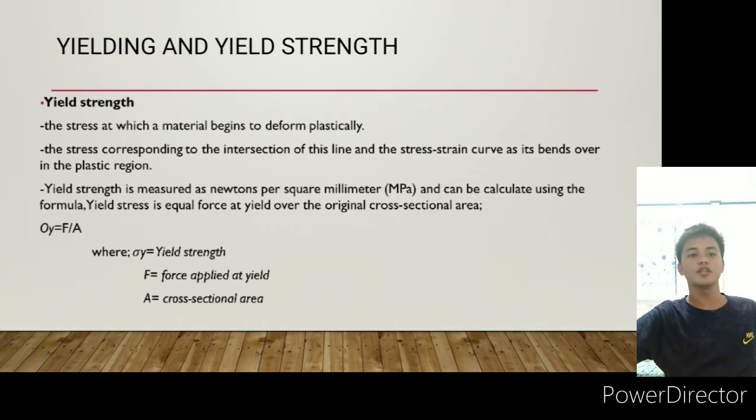So we will now go to yielding and yield strength. Yield strength is one of those tensile properties that can be located on the stress-strain curve. It is the stress at which a material begins to deform plastically, and also the stress corresponding to the intersection of this line and the stress-strain curve as it bends over in the plastic region. Yield strength is measured in newtons per square millimeter or megapascal, and can be calculated using the formula yield stress is equal to force at yield over the original cross-sectional area.